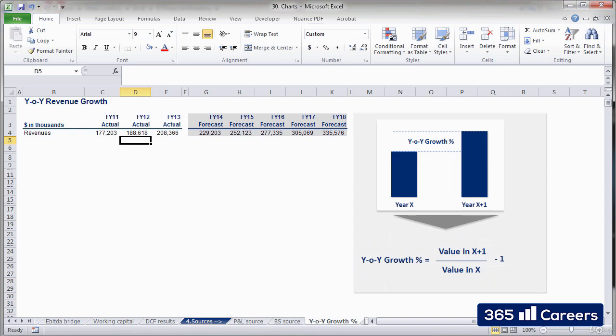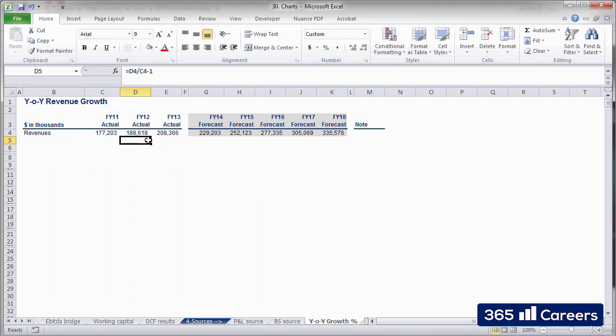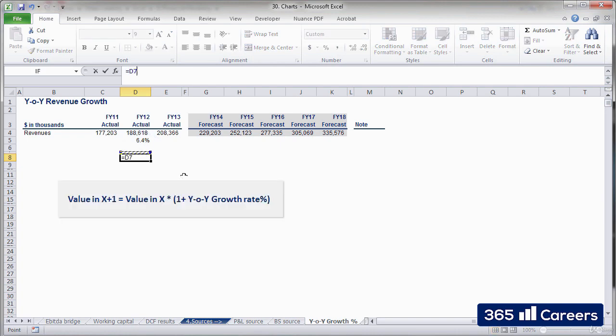In the example that you see, we would have the value for 2012 divided by the value for 2011 minus 1. This is the growth that we realized going from 2011 to 2012. Quite intuitively, when we want to increase a value by a percentage, we can multiply the previous value by 1 plus the growth percentage.